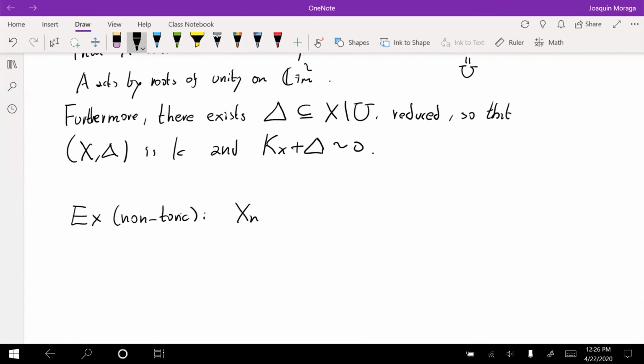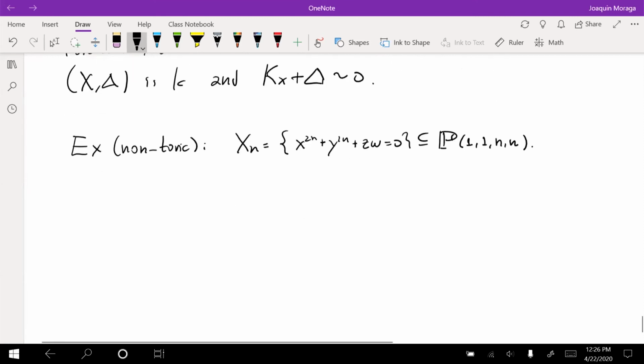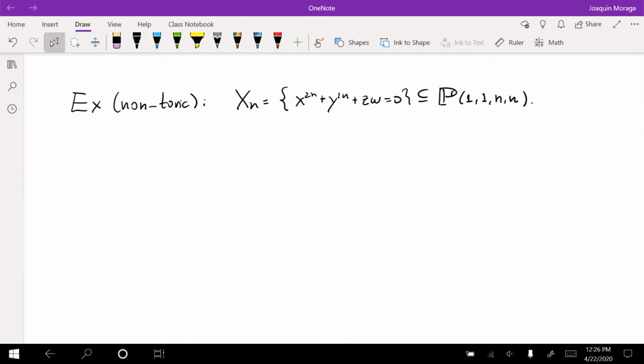So you consider X_n to be x^{2n} plus y^{2n} plus zw equals 0 in the weighted projective space P(1,1,n,n), right? So let's draw. Well, of course, we have a lot of nice automorphisms here, right? You can multiply by the 2n-th root of unity on x. You can also multiply by the 2n-th root of unity on y. But actually, these are the same because of these weights. So let's forget about one of them.